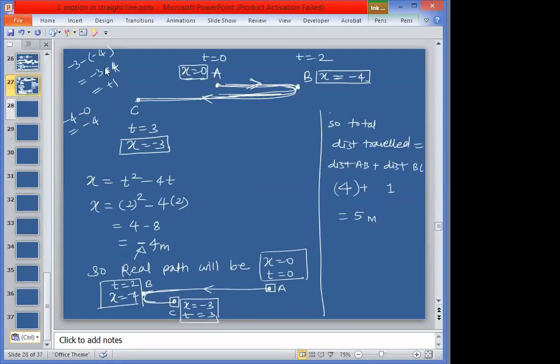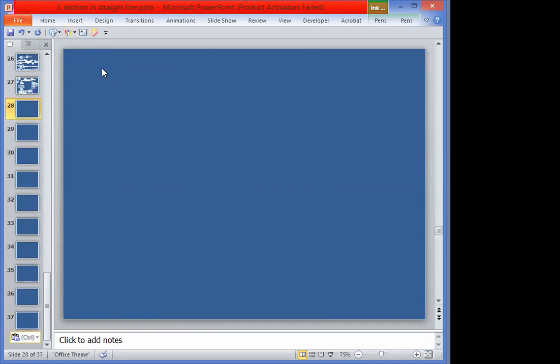Next, let us try to solve this question as well. If possible, you try to solve it. Number 5. A car moving on the horizontal road whose position changes with the time. The position of the car changes with the time according to the relation x equal to 3t square plus 1. Compute its average velocity. Compute means calculate.